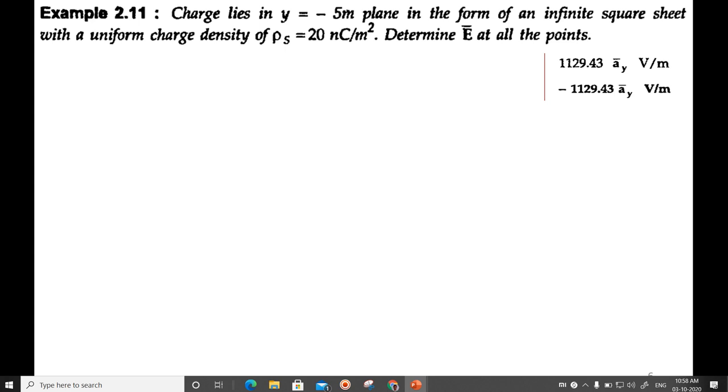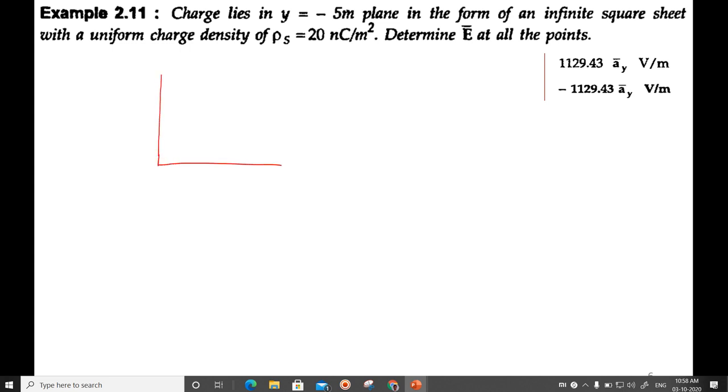A charge lies in the y equal to minus 5 meter plane in the form of an infinite square sheet with a uniform charge density of rho s equal to 20 nanocoulomb per meter square. Determine E at all the points. Let me try to picturize this. No need to draw the diagram, but it is always better to draw the diagram so that 50% of the problem is solved, right?